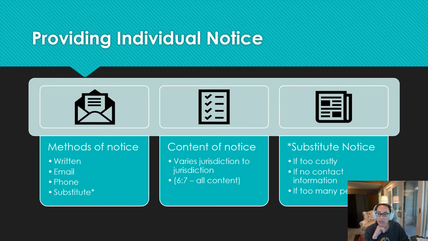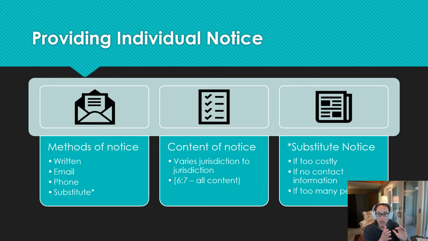So what does notification look like? First, for providing notification for individuals, the laws require specific methods of notification. The notification would either be written, email, sometimes phone, that's fairly rare, or substitute notice, which I'll talk about in a second. The content of notice is going to vary by jurisdiction. Whether we have specific content required is discussed in more detail in chapters 6 and 7, and I'd suggest you take a look at that. Substitute notice is going to be required if notice itself is too costly, if we don't have information about the person, or if there are too many people impacted.